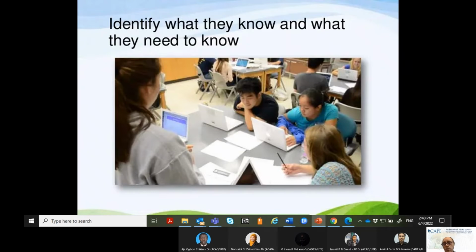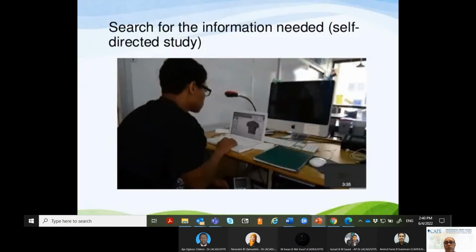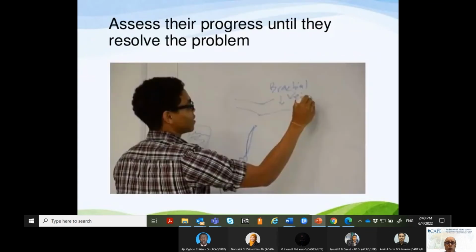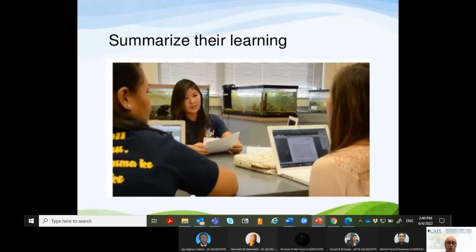So they have to come up with what additional knowledge they have to gain, revise, search for the information needed, do self-directed study and share what they have learned with the group. Because different tasks are given to different students within a group, based on group discussion they have to summarize their learning.